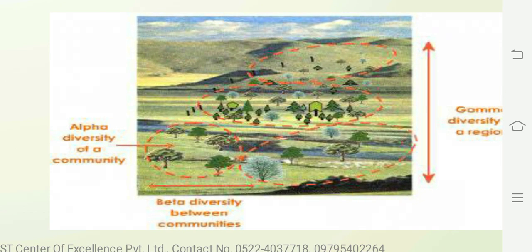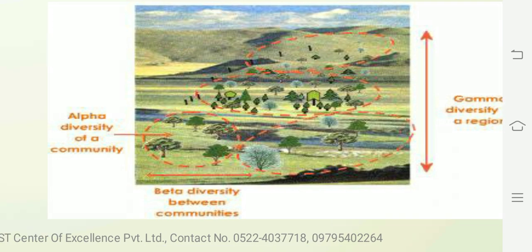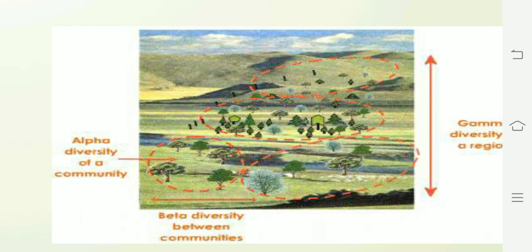Okay, on the screen also you can see this gamma diversity is covering the whole of the mountain, the whole slope of the mountain. But if you are only looking at one circle that is denoted here, that is termed as the alpha diversity of a community or a habitat or a patch. Okay, but when you're comparing these two circles, that will be termed as beta diversity. Okay, I hope it is very clear right now.